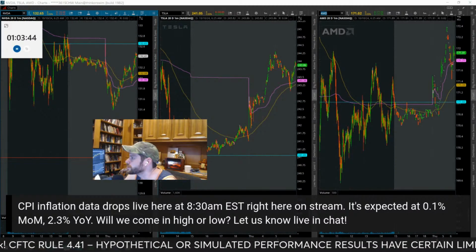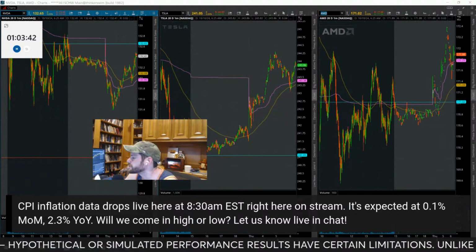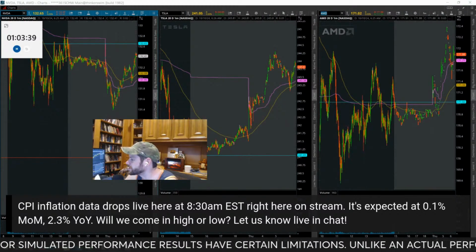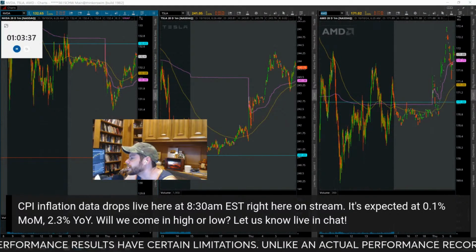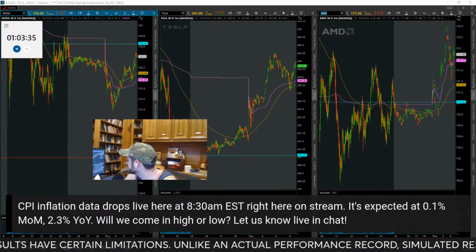Oh, 100K Bitcoin. When do y'all think Bitcoin will hit 100K? Again, CPI inflation data drops in an hour and 15 minutes. Or an hour and 5 minutes. I don't know. I'm building stuff now in the background.